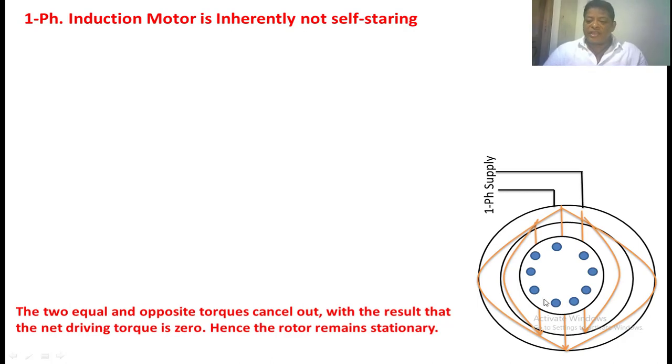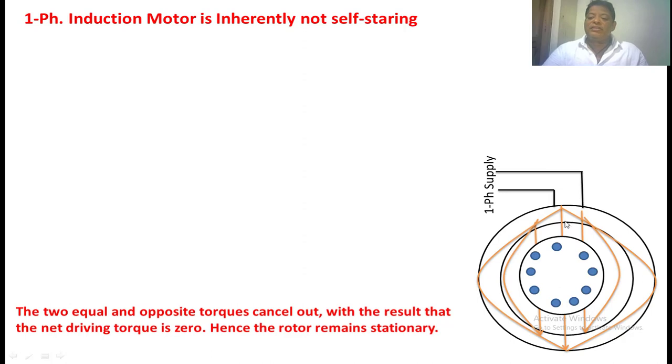Suppose we come to this diagram. This is the north pole because from this point the flux lines are leaving. This area we can take as a south. The upper half conductors are lying under the south pole, and all these lower half conductors are lying under the north pole.